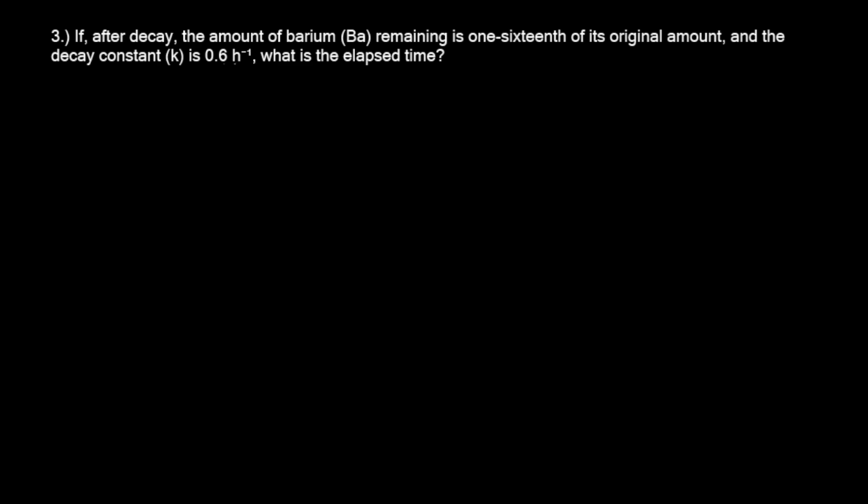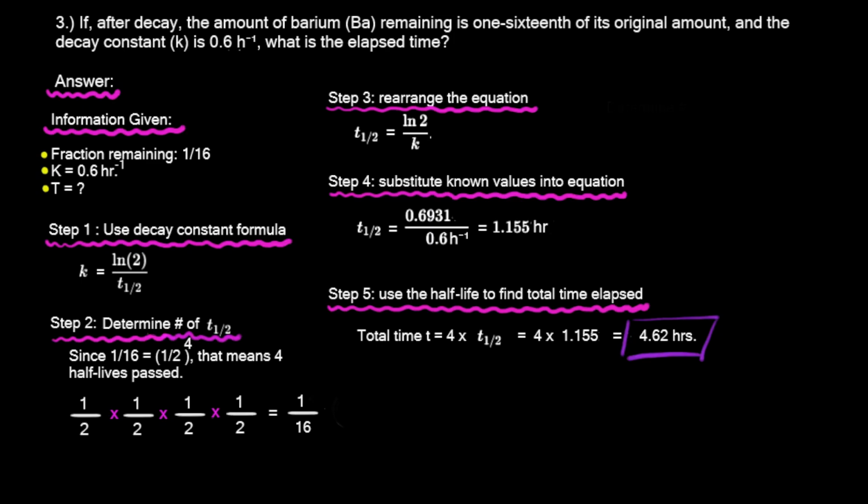Question number 3 asks, if after decay the amount of barium remaining is 1/16th of its original amount and the decay constant K is 0.6 per hour, what is the elapsed time? Here's the solution to question number 3. This question is asking us to find the time elapsed.